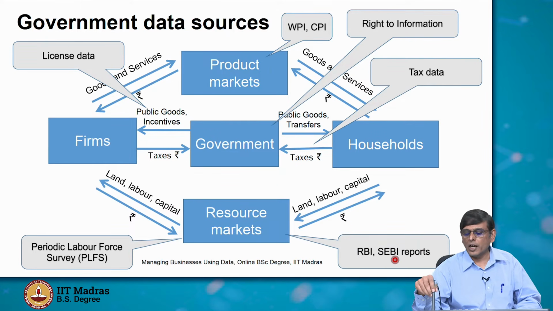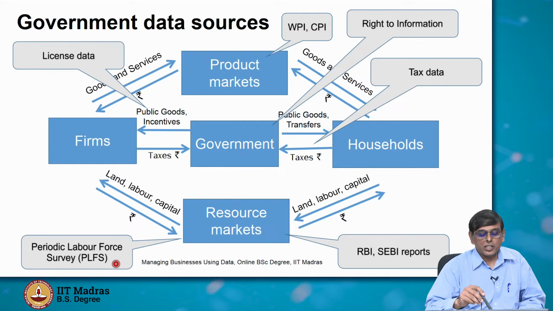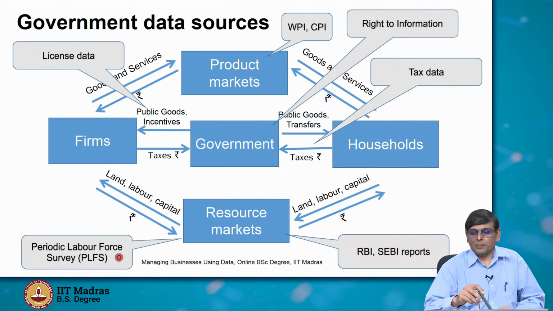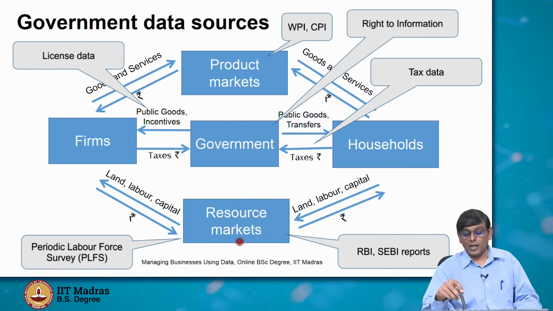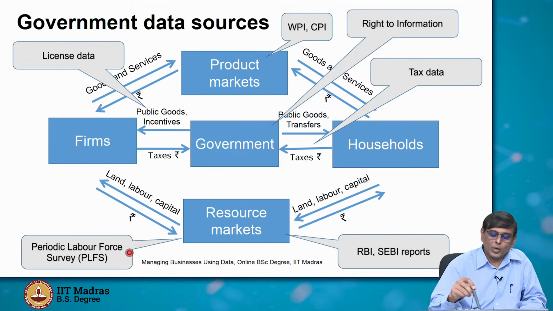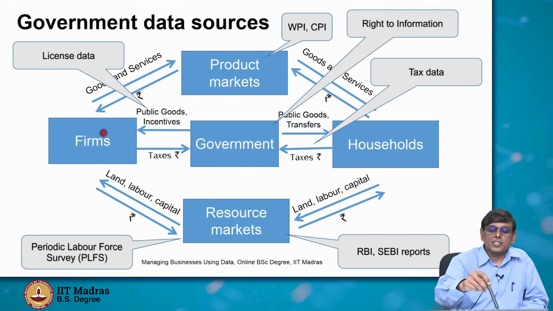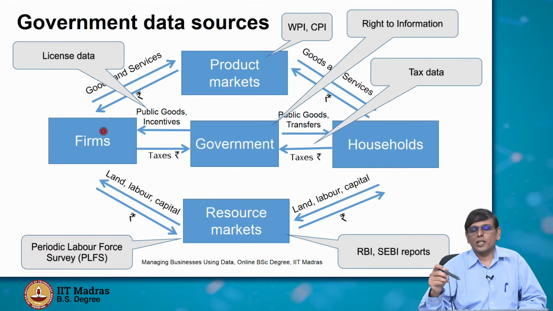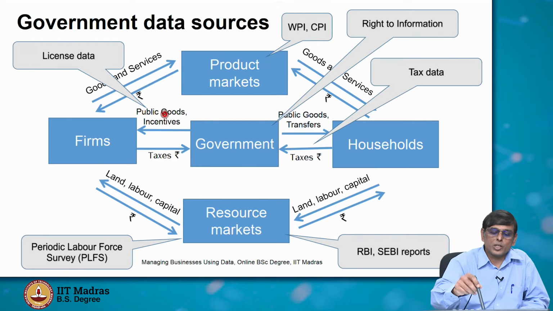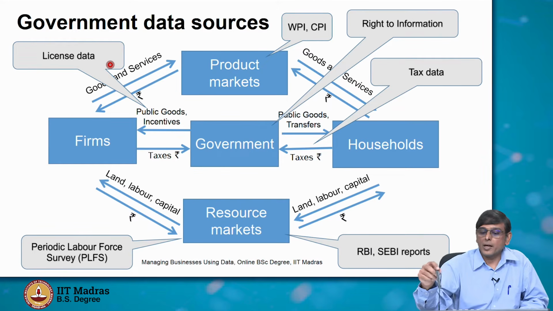The Reserve Bank of India and the stock exchange give you a lot of information on capital raising and lending and everything else. Okay, there is a thing called the Periodic Labour Force Survey, PLFS, which tells you what employment is happening, how many people are getting employed, how many are out of the labor market, what wages they are getting, and where they are getting employed. So you will get a view of the labor market. How many licenses are given, how many road transport licenses, how many driving licenses were issued, all this kind of information you will get, right.